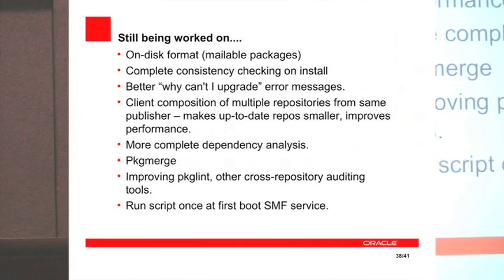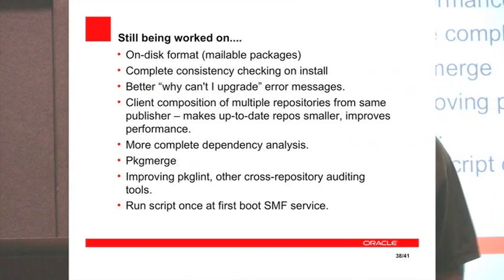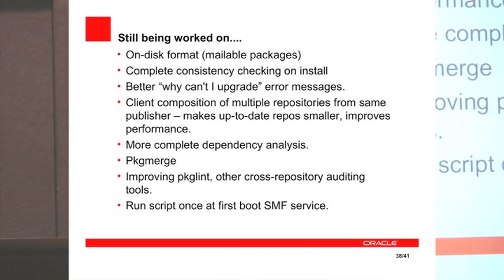On-disk format, as I alluded to earlier, is still being done. Complete consistency checking on install: right now, we don't do enough of this. It's possible to get in kind of a broken state if two packages think they own the same file. We're implementing some more checking so that there's no way that one package thinks something is a file and the other package thinks it's a directory, for example, as has happened before. Your publishers have to agree on what the file system looks like, at least in the parts where they intersect.